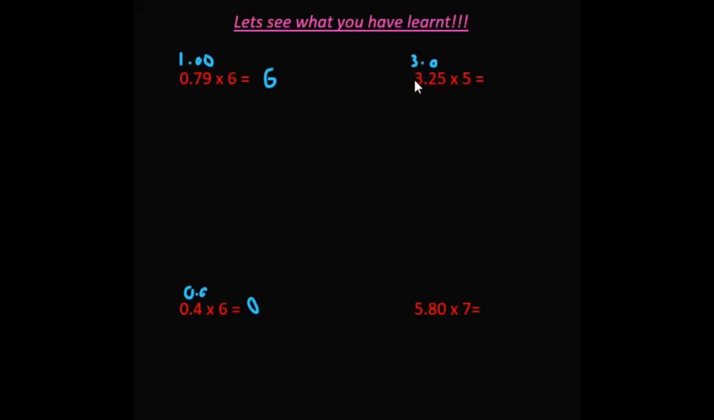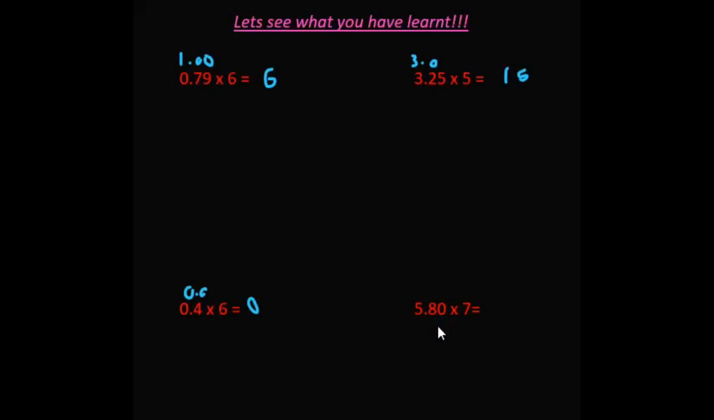So this is basically 3 times 5, which is 15. Again, remember, this is just estimation. This is not the exact answer. So 3 and 25 hundredths times 5 equals about 15. Now, since we did that, let's move on to the next problem.